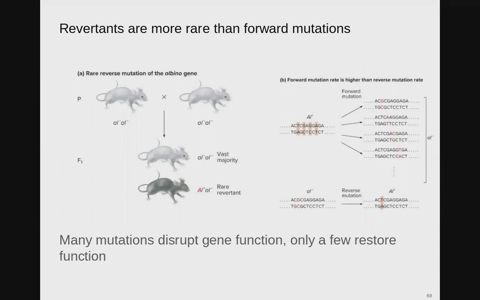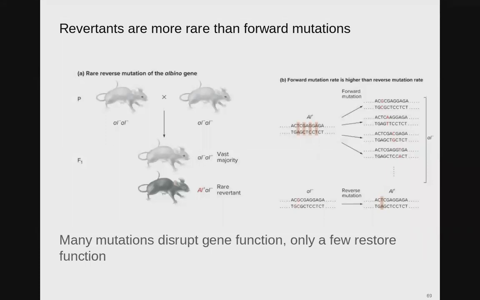So now, as we know, mutations can disrupt gene function, and very few have been shown to ever restore gene function. There's an example here. We have a rare reverse mutation. We have two albino mice, so the lack of pigment, and we have a rare reversion event where we have a black, or I should say probably a brown mouse. And why is that? Well, there was a reversion event here. GC was reverted to TA, causing the switch in the genotype and the phenotype.